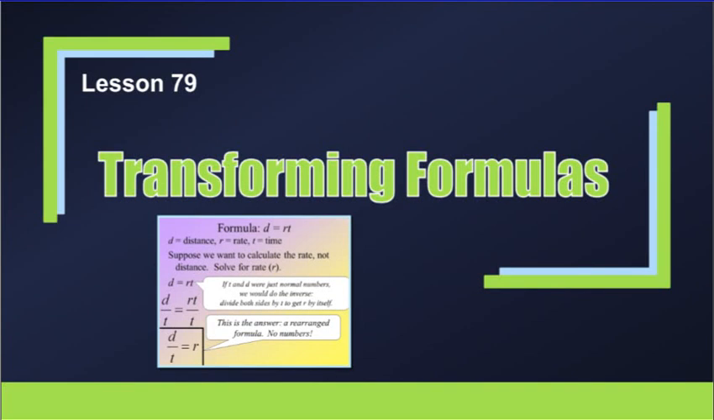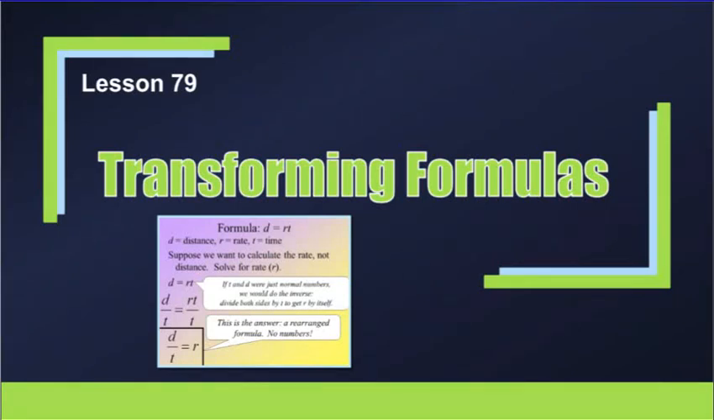Lesson 79, Transforming Formulas. In the picture here, you see a common formula that we've used many times. Distance equals rate times time. Now, there are three different variables in there, and you can solve for each one of those variables as long as you have two of the variables with actual values in it. So if we wanted to find the distance, we just need to know the rate and the time. If we wanted to find the rate, we still need to know the distance and time.